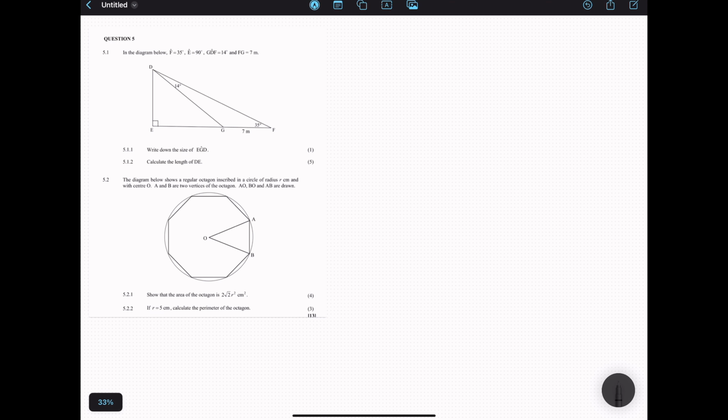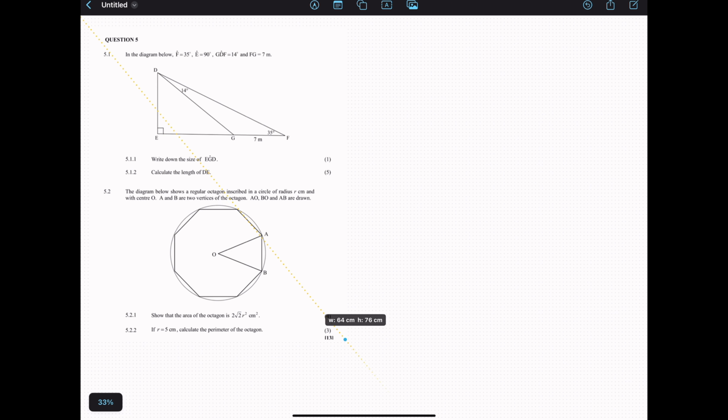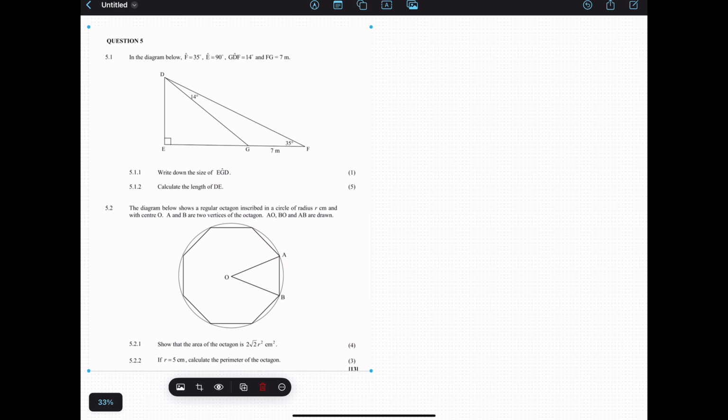So in today's video we're going to be solving this question. We are given that in the diagram below, angle F, this angle here, is 35 degrees, angle E is 90 degrees, then we have angle GDF, which is 14 degrees, this angle here. Then we have the length of FG given as 7 meters.